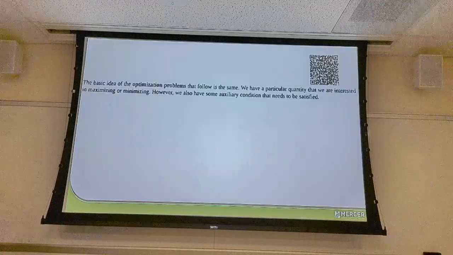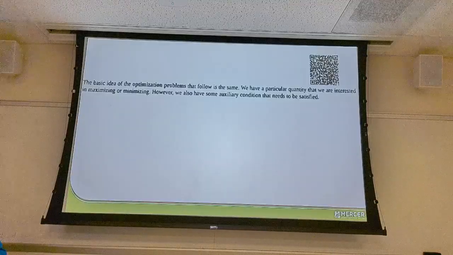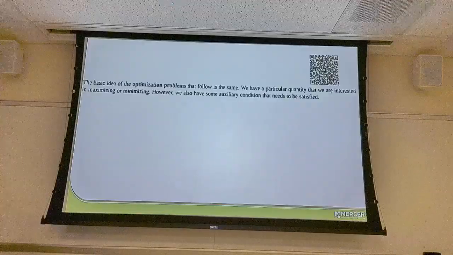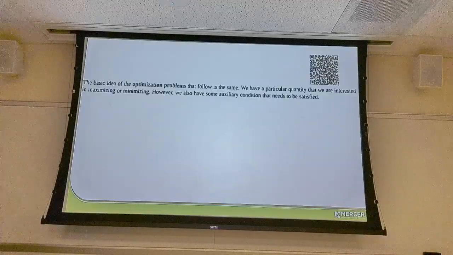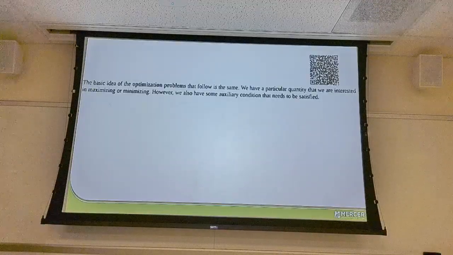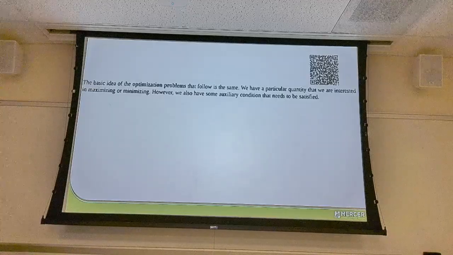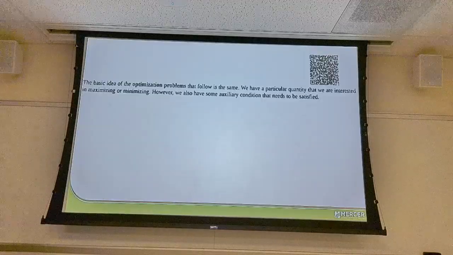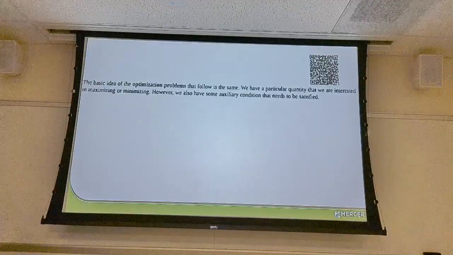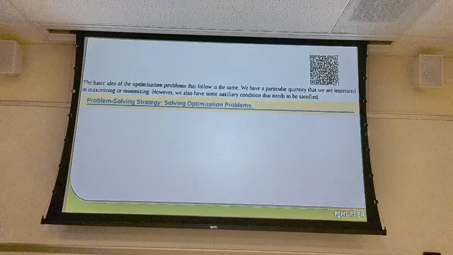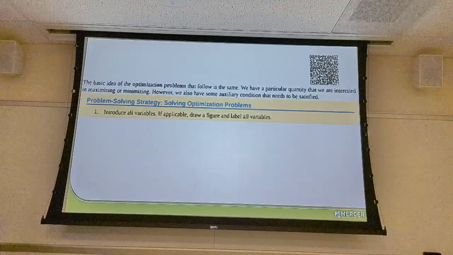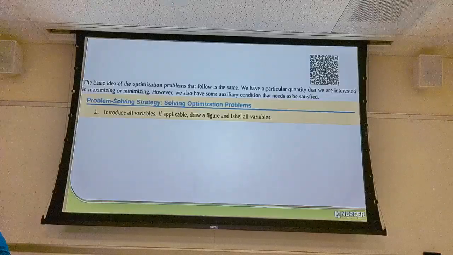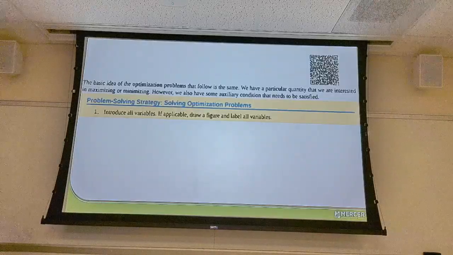So typically speaking, we have a particular quantity that you're going to be interested in either maximizing or minimizing. And then generally speaking, there's going to be some auxiliary condition that also needs to be satisfied, right? So your constraint, just like with related rates. First, introduce all of your variables, just like we did with related rates, and draw a figure if necessary.